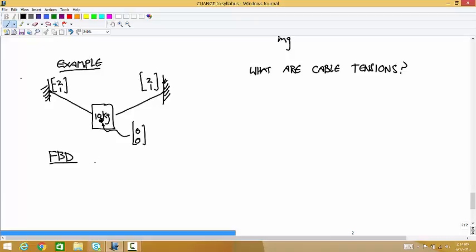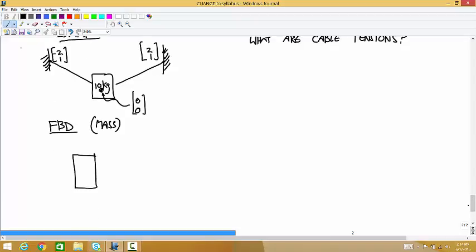Okay, so we're going to isolate the mass. And what forces are applied? Gravity, yep. And now we're going to go around the boundary mentally looking for contact. There's one place over here that's a cable, and so the force direction is that way. I'll call that T1. And then over here, force direction is that way, so I'll call that T2. There's no other place where the outside world is contacting the boundary, so we're done.